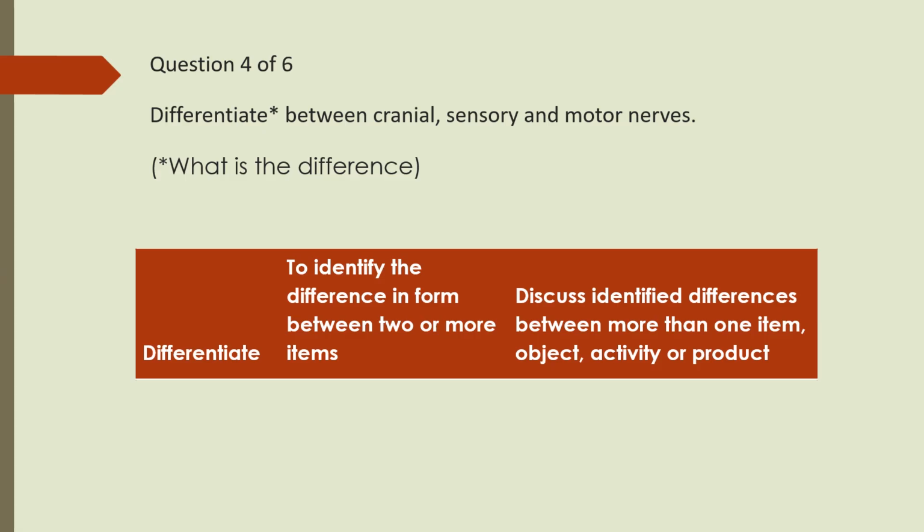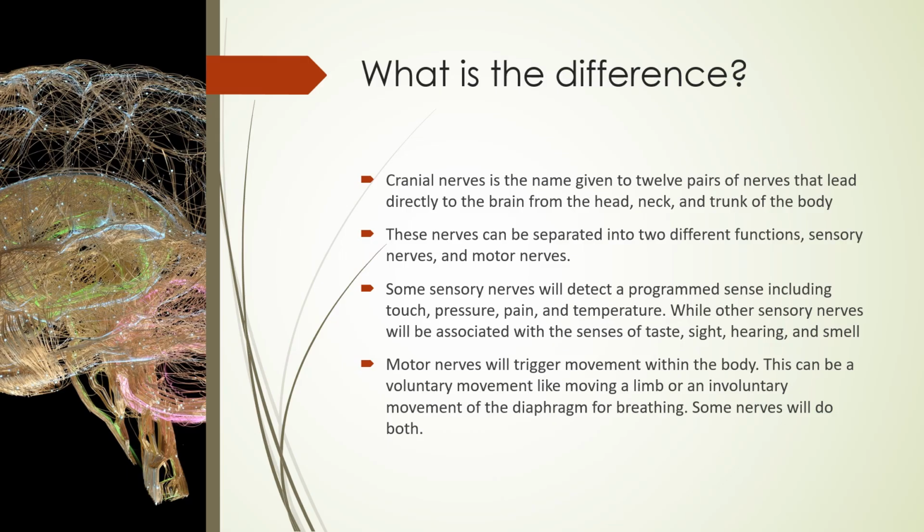So now we've got a new command verb, one we've not used before. We've got differentiate. So you've got to differentiate between cranial, sensory, and motor neurons, or sorry, nerves. So what does differentiate mean? It's basically asking you what's the difference between cranial, sensory, and motor nerves. You've got to make sure you identify the differences and what they do in comparison to the other type. So what are the differences?